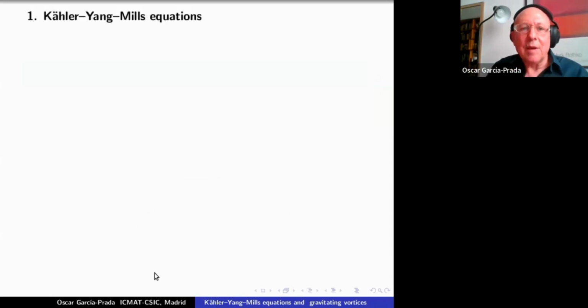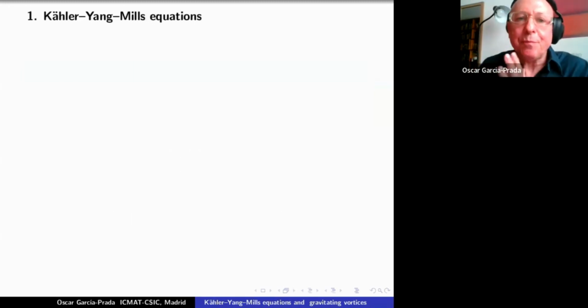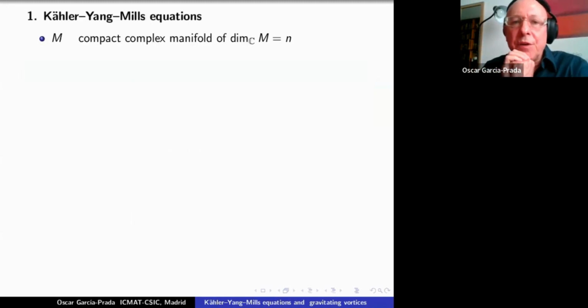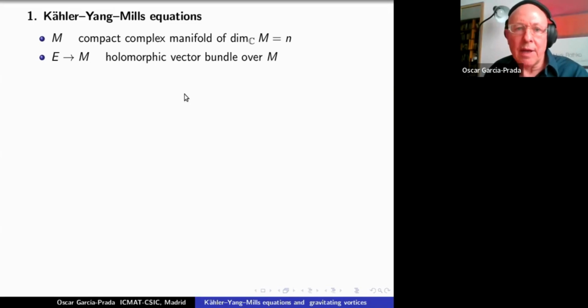Anyway, so let me present you the Kähler-Yang-Mills equations. We consider a compact complex manifold M of complex dimension n, and also a holomorphic vector bundle E over M. The question you can ask yourself is whether there are, in some sense, canonical metrics: a Kähler metric on M and a Hermitian metric on E. This is exactly the proposal of the Kähler-Yang-Mills equations. So it's an option for that.